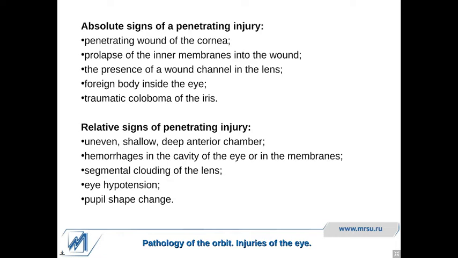What about relative signs of penetrating injury? It can be an uneven, shallow, or deep anterior chamber, hemorrhages in the cavity of the eye or in the membranes, segmental clouding of the lens, eye hypertension, and pupil shape changes. All these signs can be present in the case of penetrating injury and in the case of other diseases of the eye.